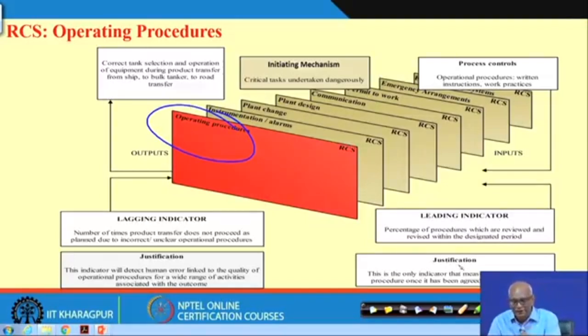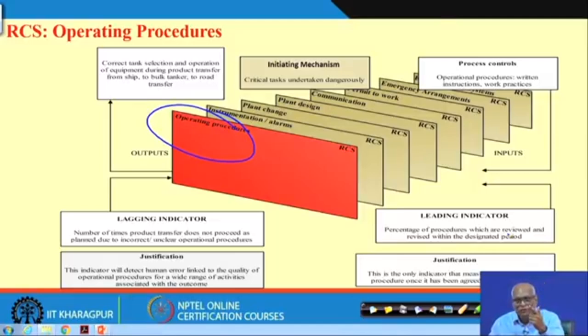Similarly, when you come to the leading indicator, the inputs for the leading indicator are operational procedures, written instructions, work practices; all these things should be there. Now, the leading indicator is the percentage of procedures which are reviewed. The procedures for doing all these things should be live. They should be reviewed and revised within the designated period. If a procedure is to be reviewed within this much period, has it been reviewed? So, the percentage reviewed, if it is coming to very less, that means your system effectiveness can be affected.